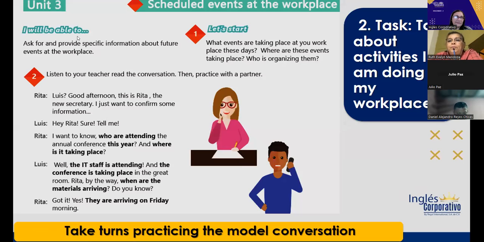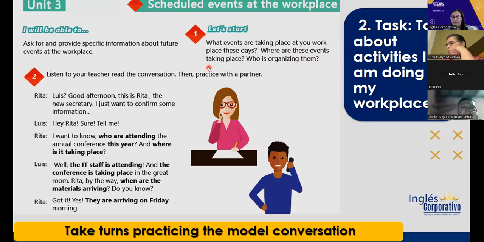Okay, here we have: ask for and provide specific information about future events at the workplace. This is one of the objectives. And what events are taking place at your workplace these days? Where are these events taking place and who is organizing them? Okay, basically, you have three questions. What events are taking place at your workplace? ¿Qué eventos están sucediendo en su lugar de trabajo? What events are taking place? That's, let's say, the closest translation you can have, taking place.